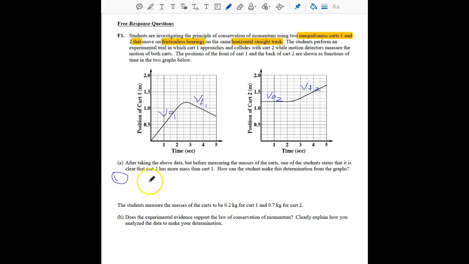The first point is just saying that the velocity of the carts is the slope of the line. If you do that, you're good. We can see for the second point that the change in velocity for cart 2 is less than the change in velocity for cart 1. This one has a big change in velocity. You see it's positive here and negative here. Here, this one goes from 0 to just a positive value.